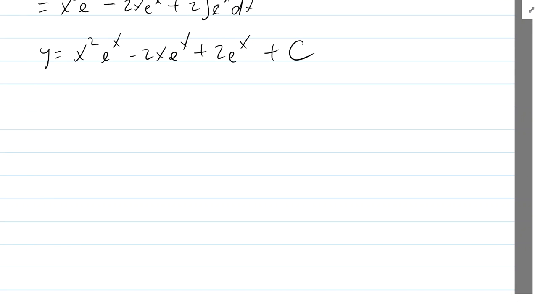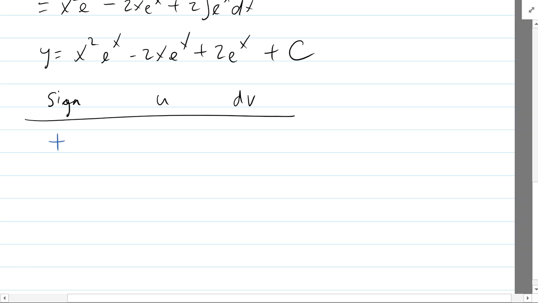I'm going to have a sign column, as in sign plus or minus. I'm going to have a u column, and I'm going to have a dv column. So my sign is going to start off positive. It's positive. u in this case, what did we pick u to be? x squared, right? And what do we pick dv to be? e to the x. We don't write the dx here. I'll show you why. Because when we integrate it, is this what we're going to get?